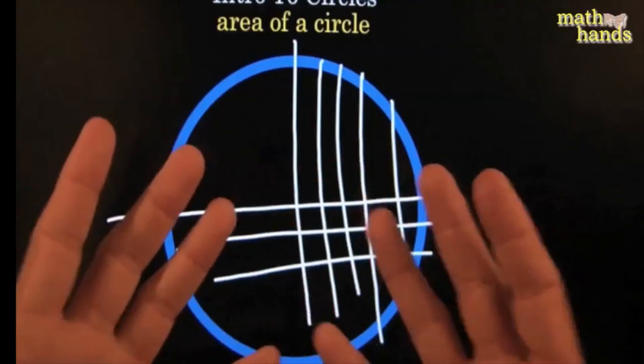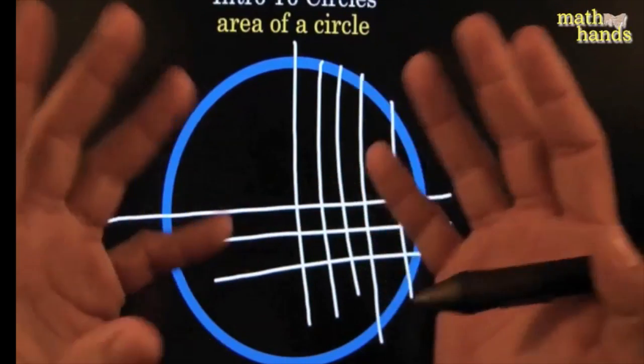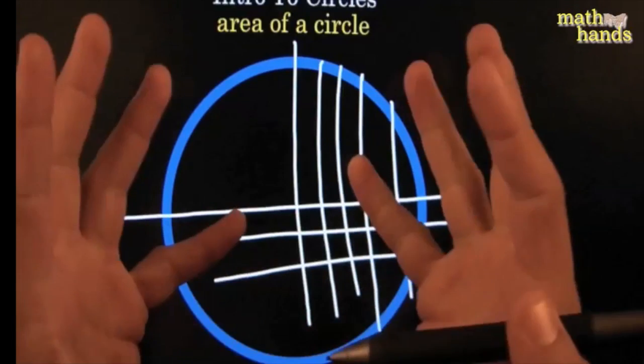So, wait, there's more. Let's throw away these scissors. We don't need them anymore. Let's throw away this radius. We don't need it anymore. Let's move this over to the side. Let's move this over here. Let's move this here.